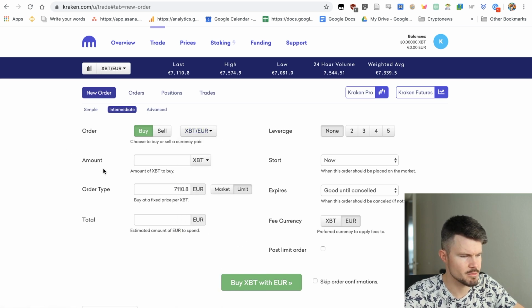Here again, it's similar to before. You've got the amount, you've got the order type, market and limit order, as we just have seen. And here you've got another tab, it's leverage trading. What that means is basically you can multiply the amount that you're willing to trade by a certain factor. And that would be either 2 times, 3 times, 4 times, or 5 times here in this case.